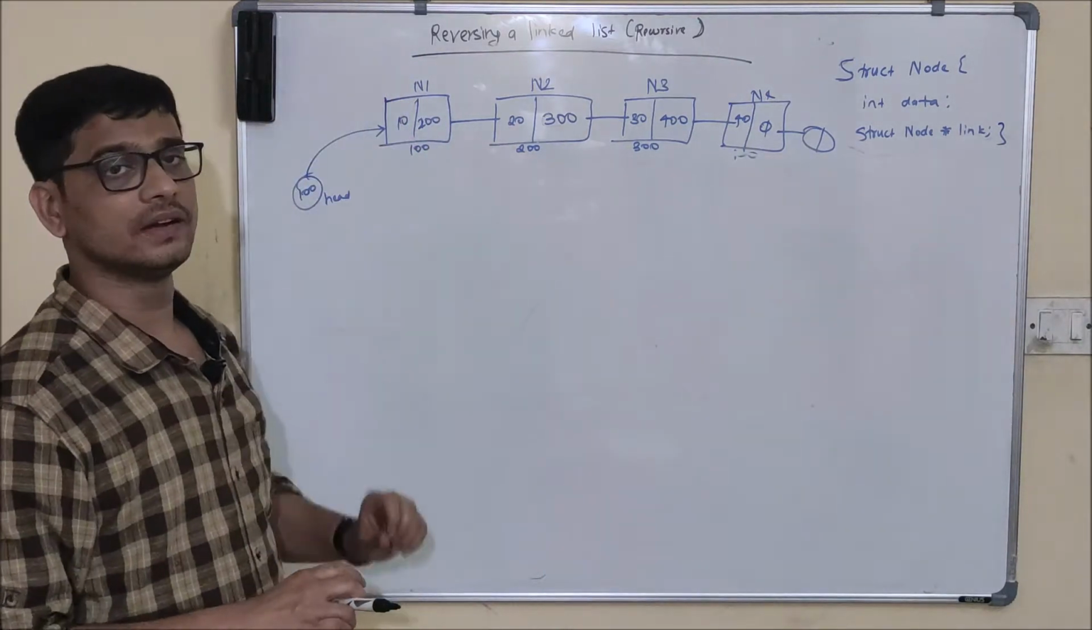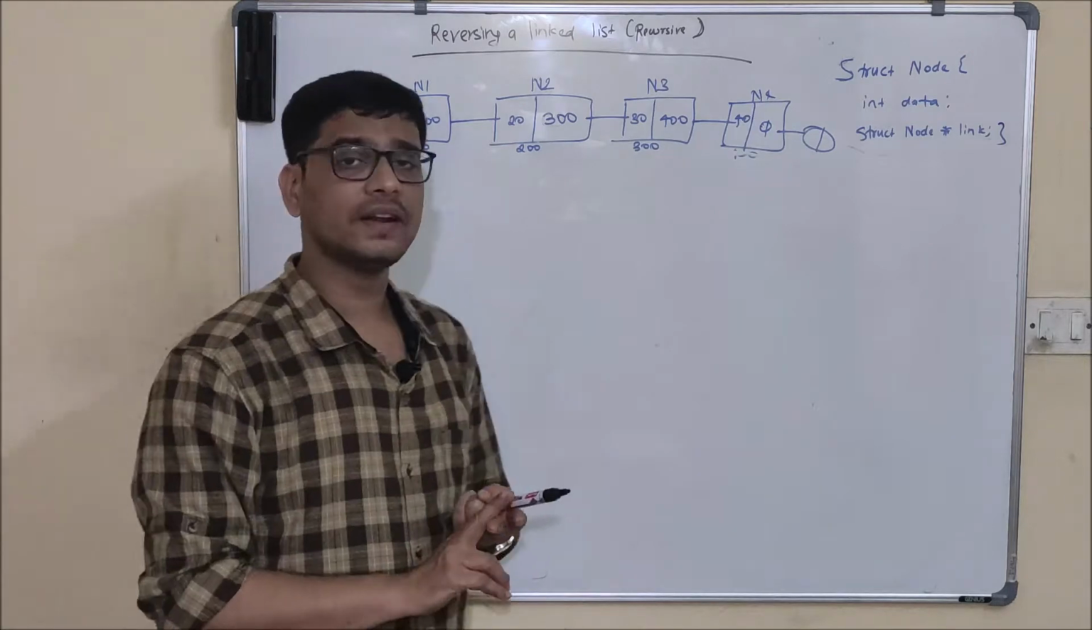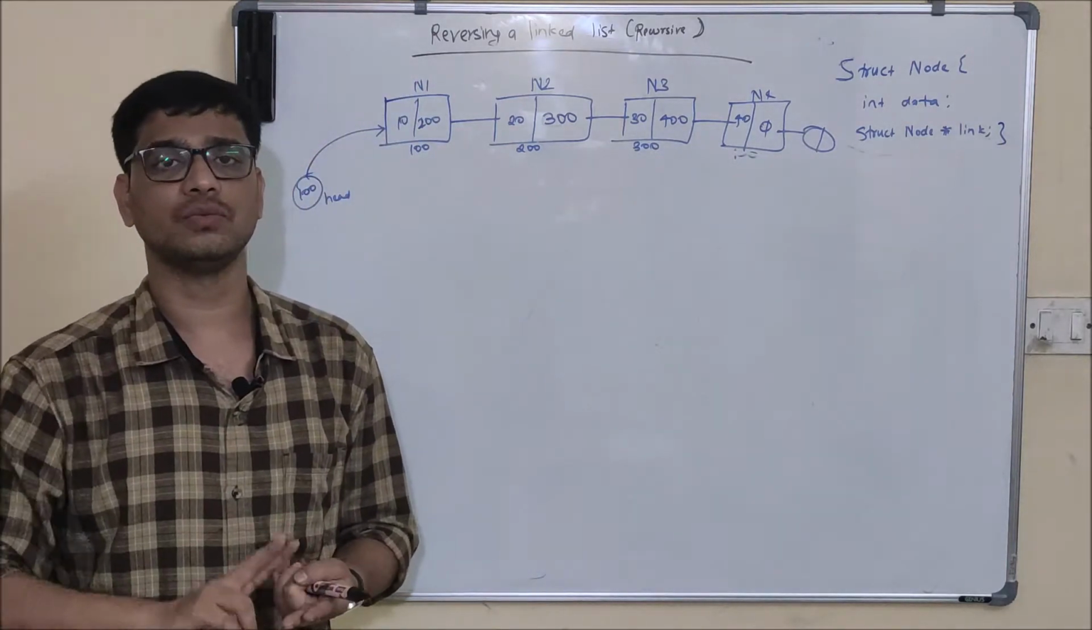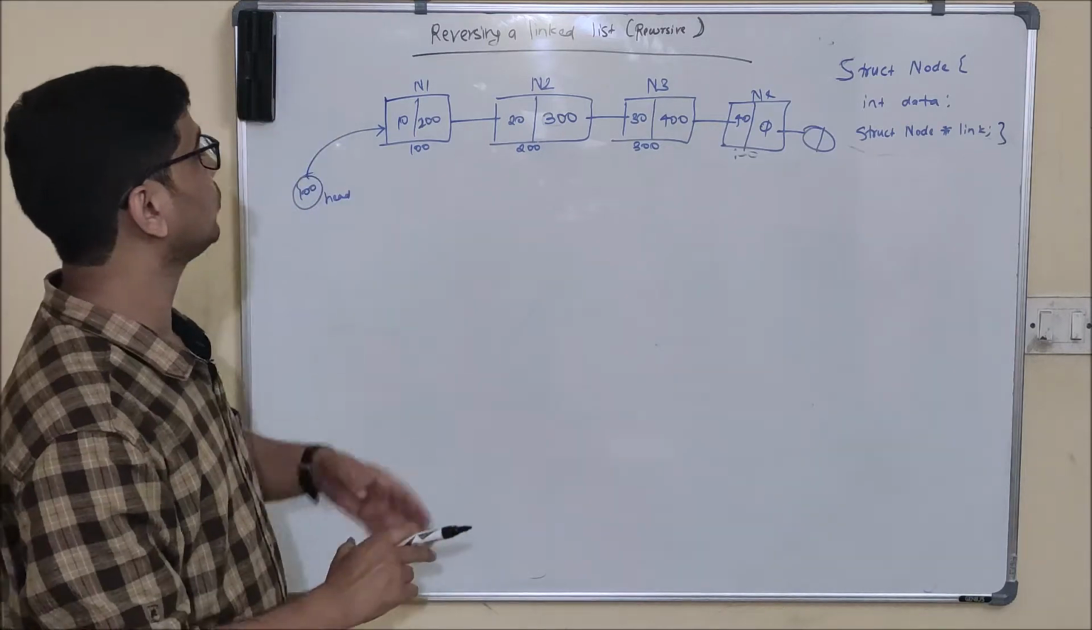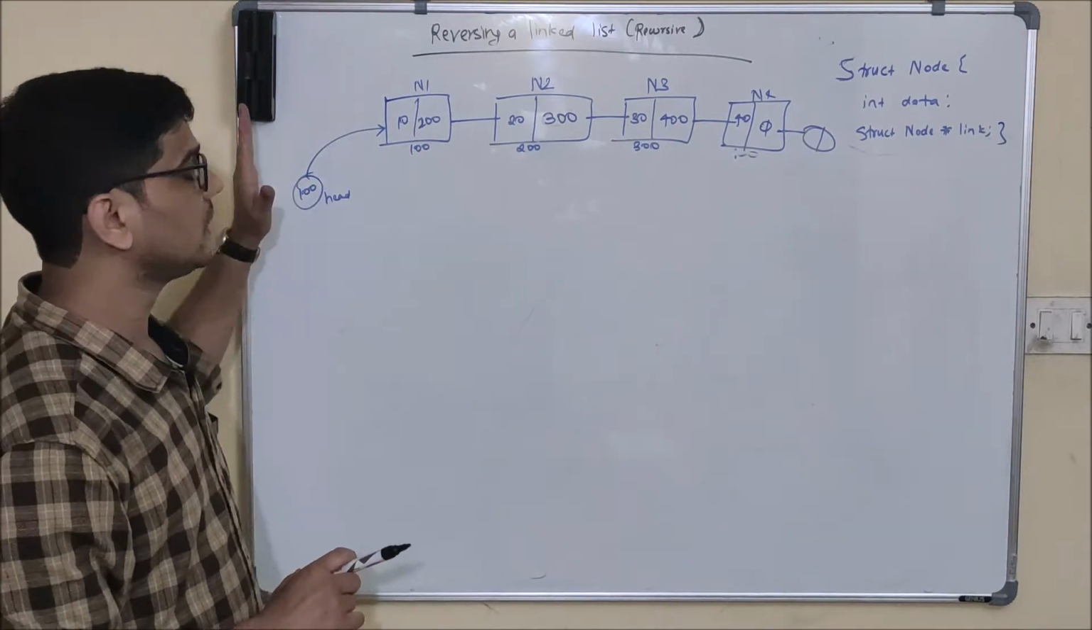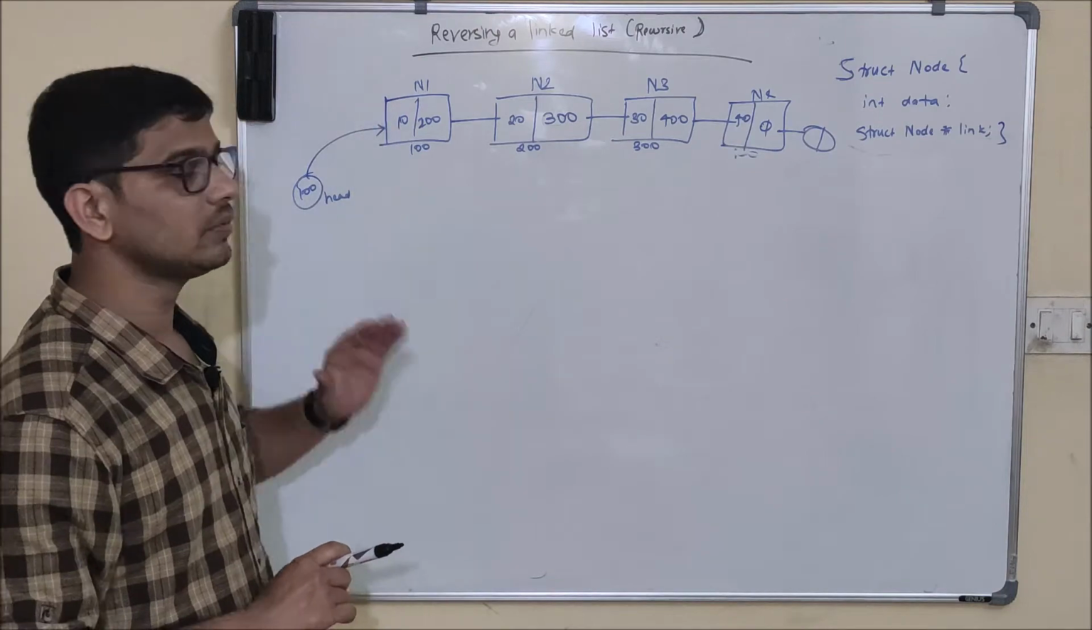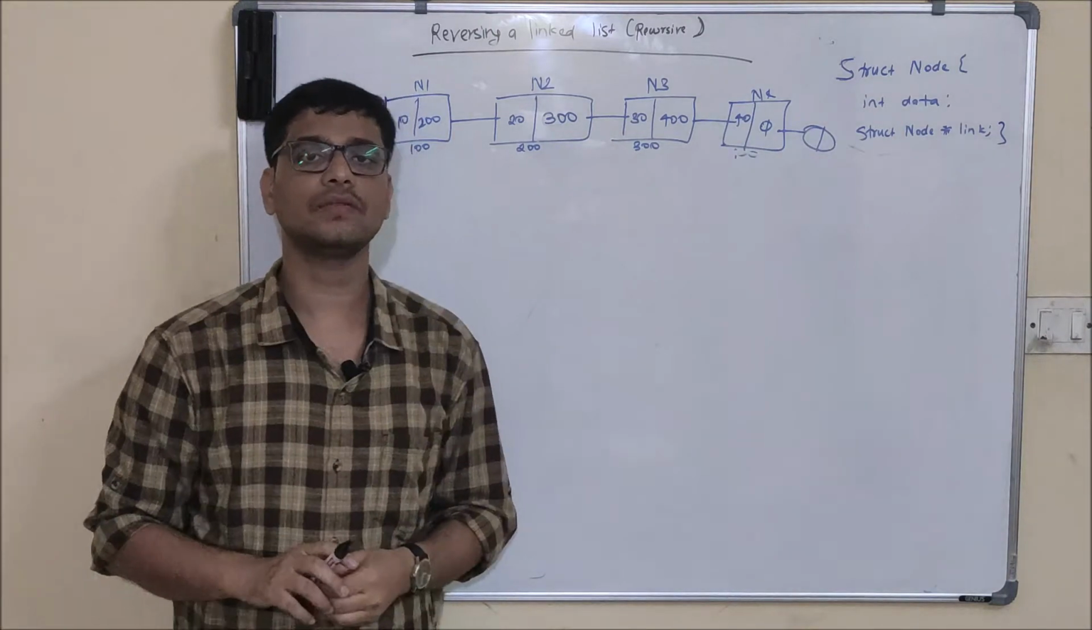So this is our linked list. To do it recursively, we will have two pointers. One will be previous and another will be current. That is, suppose I am at node 1, then my previous will be null and current will be node 1, the address of node 1.